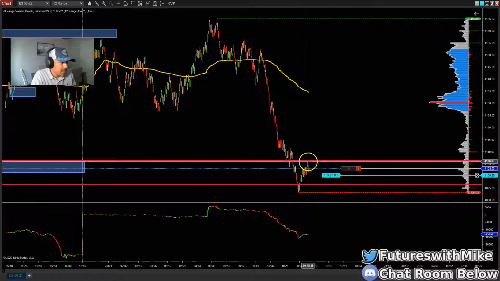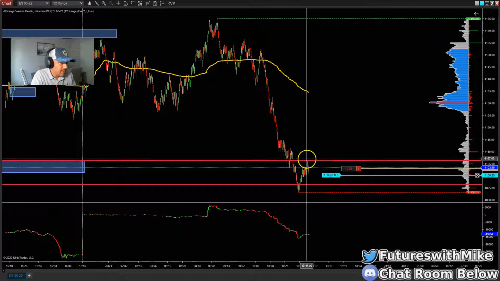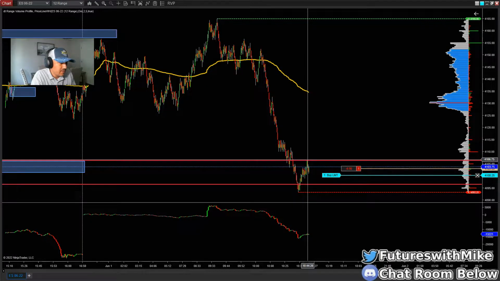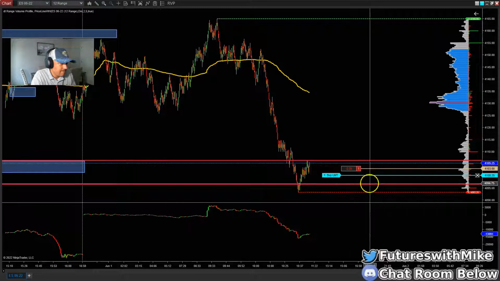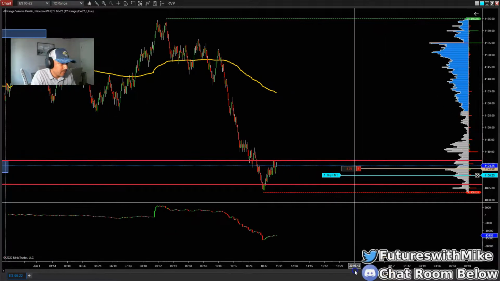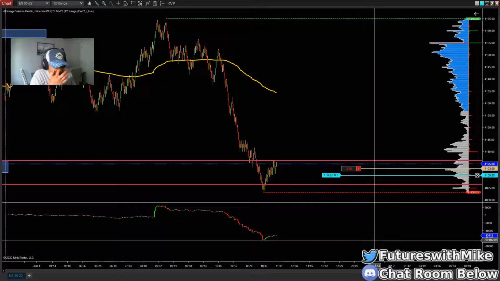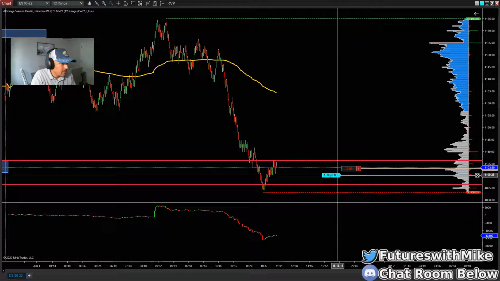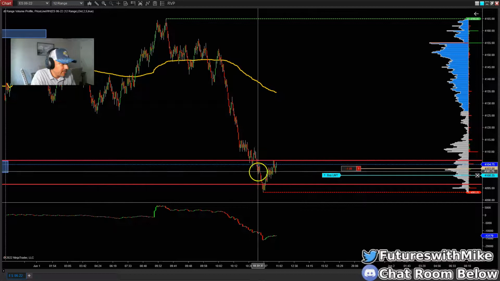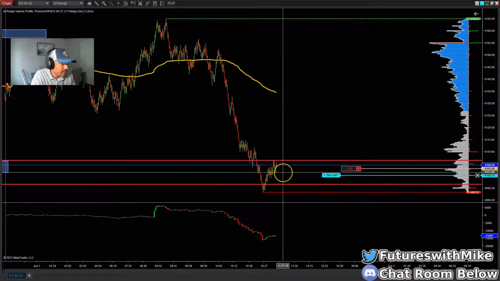My stop is going to be pretty much above this area right here at 41.07. I typically like to give myself a couple of ticks. Okay, so it's coming back. Trying to see what it is doing here. It did take this area here out, so I need to be careful here.